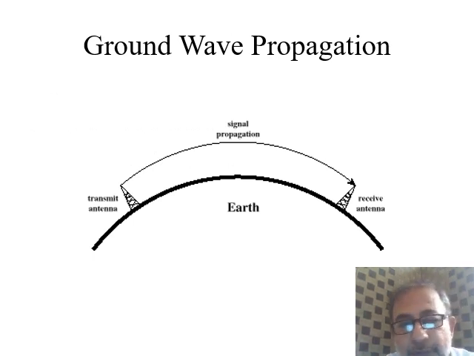This is the ground wave propagation. If our frequency is below 2 megahertz, then the transmitting antenna sends the signal, and the signal just moves along the surface of the earth, and it can reach farther distances. But this can only be done if we are using frequencies below 2 megahertz. So this is the first type, ground wave propagation.